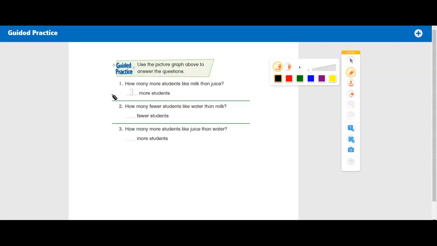So if we look at our charts on our workbook page, we will see that 6 students chose milk as their favorite and 3 students chose juice as their favorite. How many more students chose milk than juice? We can see that 3 more students chose milk than juice.